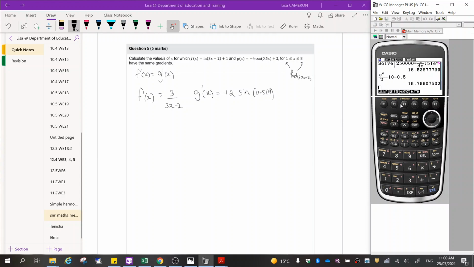Okay, so there's two ways to solve this. First way, I'm going to chuck it into our solve function. Now I'm using solve just in case there's multiple solutions. So option, calc, solve, 3 over 3x minus 2 is equal to 2 sin 0.5x. Tell it what letter you're solving for, comma x. Close that bracket up, press equals.